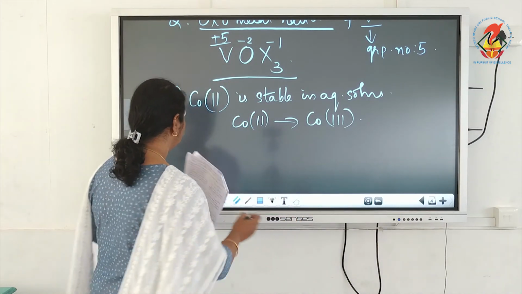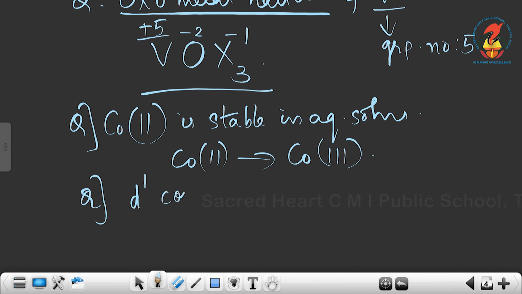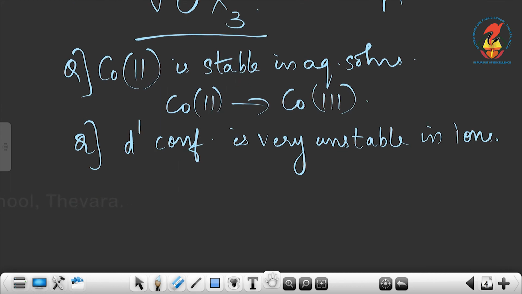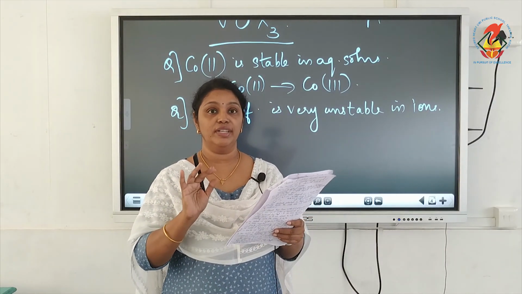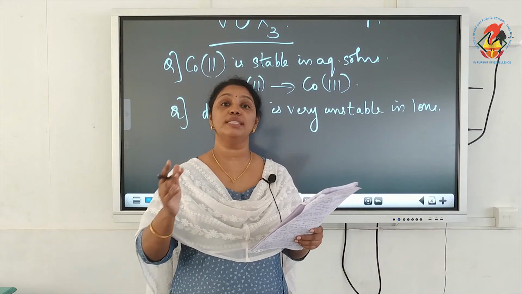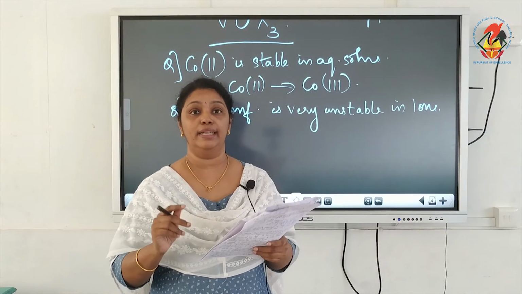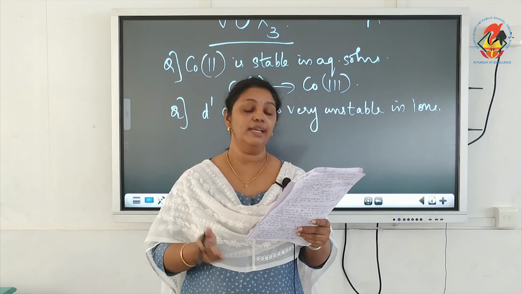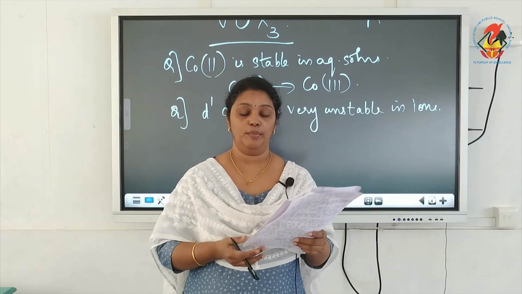Now the next question is, the d1 configuration is very unstable in ions. Why is the d1 configuration unstable? Because the ions with d1 configuration have only one electron present in the d orbital. So they have a tendency to lose that one electron present in the d subshell to attain stable d0 or noble gas electronic configuration. So they are unstable and they undergo oxidation or disproportionation.